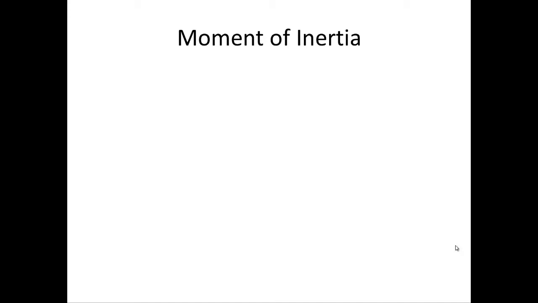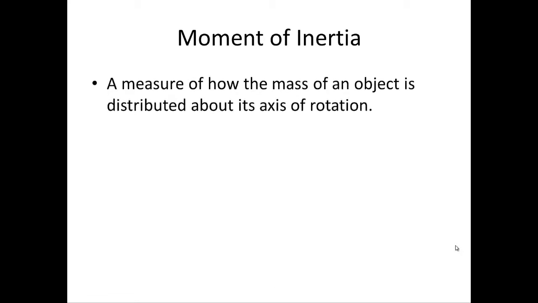Hi there, so today we are talking about the moment of inertia of an object. So first of all, what is the moment of inertia? Well, it is a measure of how the mass of an object is distributed about its axis of rotation. It can be represented by the term I.